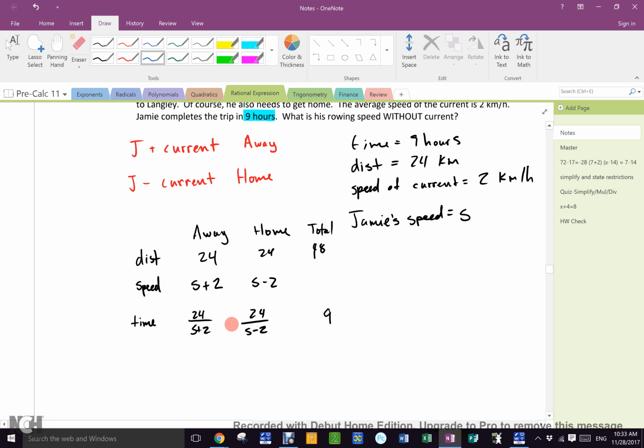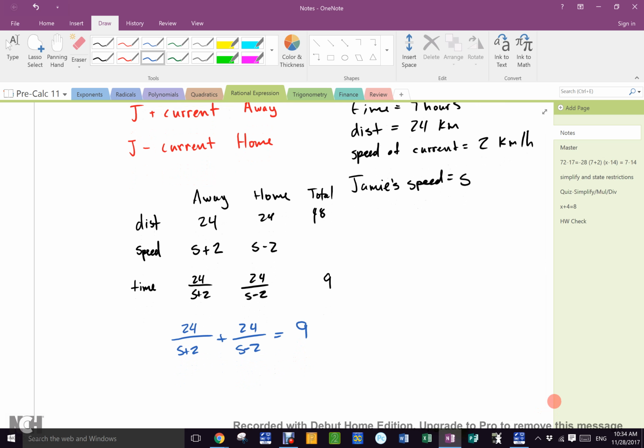So, what do I know about these two times and that total time? They're not the same. You've got to add them. 24 over s plus 2 plus 24 over s minus 2 has to equal 9 hours, doesn't it? Do you know how to solve that? Great, solve it. What do I have to do?